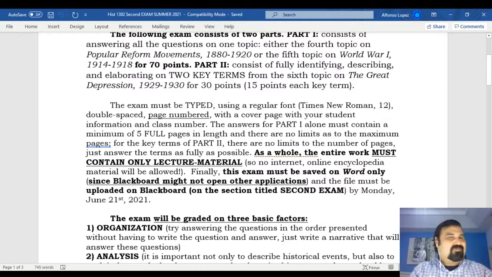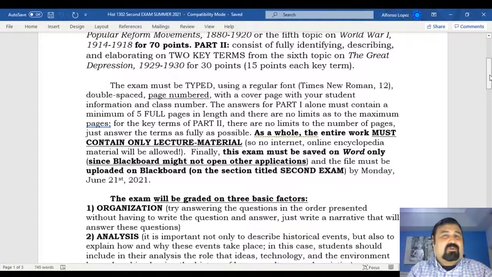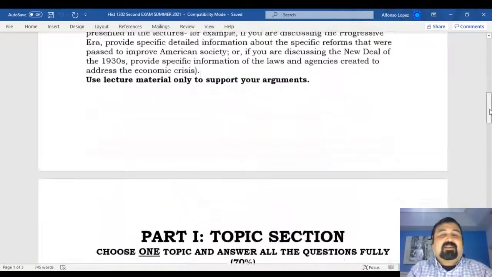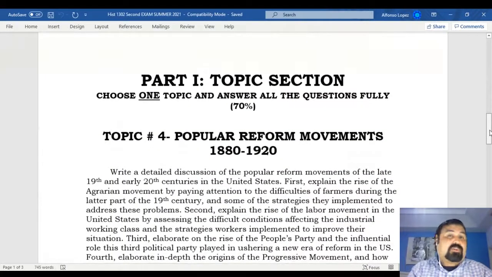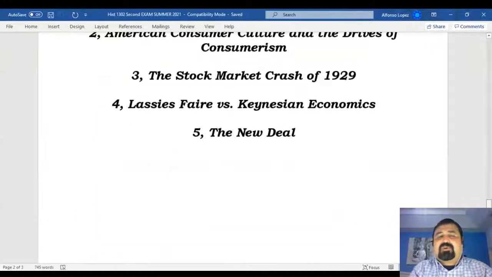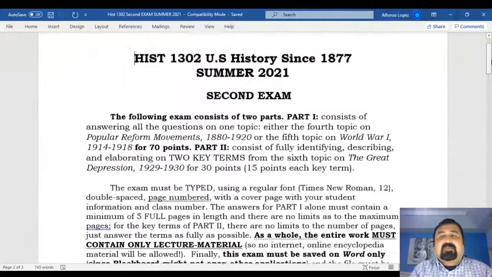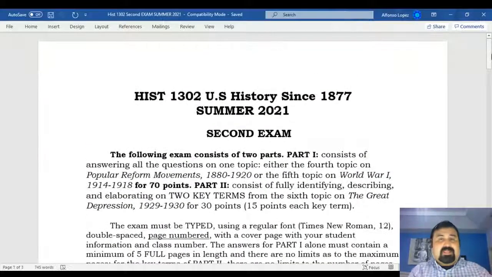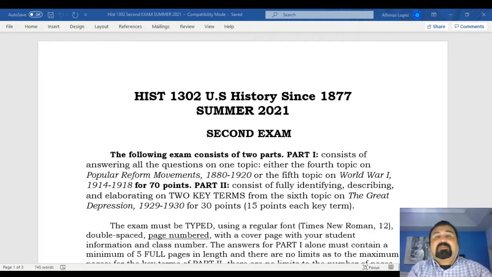So it's almost identical. It's not 100% identical, just because now part two of this exam has three key terms instead of two. And there's no bonus section per se. Here we're not going to have a bonus section the way we did in the first exam. So again, this is the best possible review session and orientation I have for you.